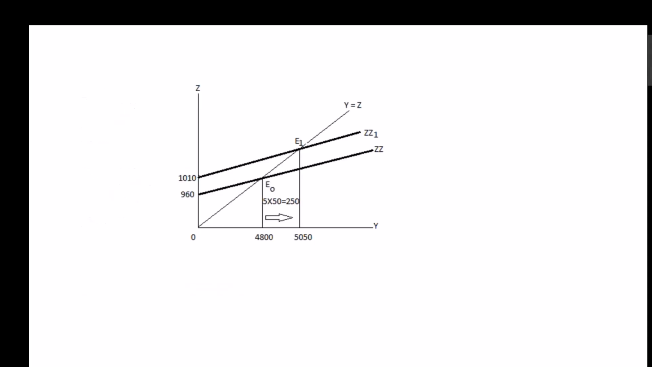And there's your diagram. The original diagram was ZZ. Your autonomous spending was 960. You did the calculation already. And the ZZ curve cuts the 45 degree line at point E0. If you drop that line, your level of income and output is 4,800. You did the calculation. There it is, 4,800 for Y.